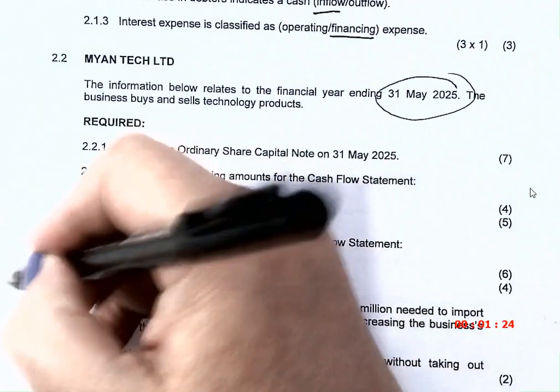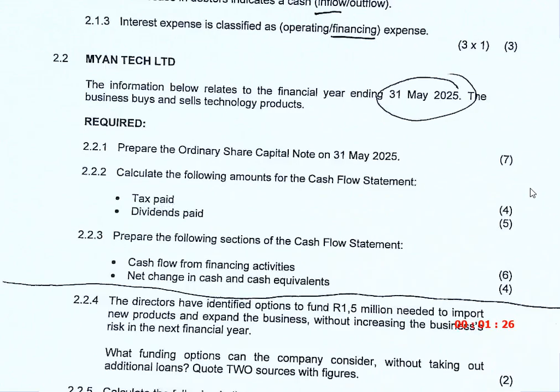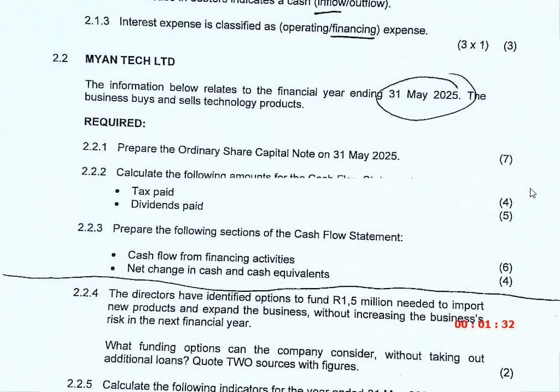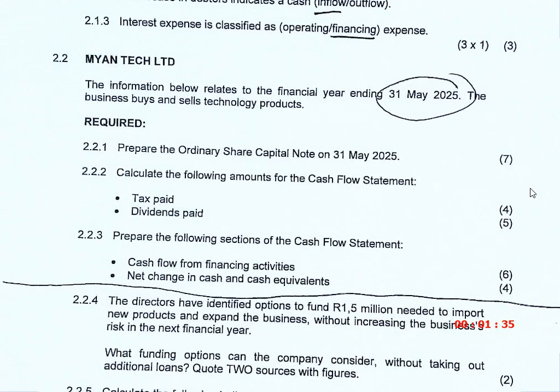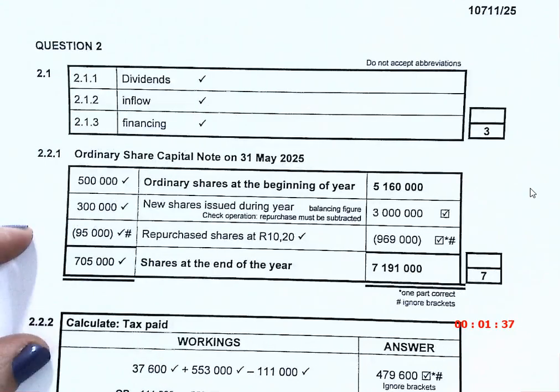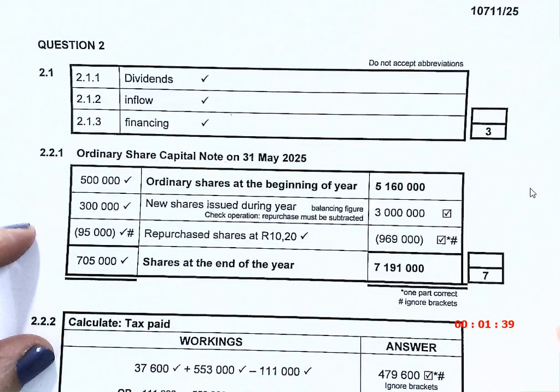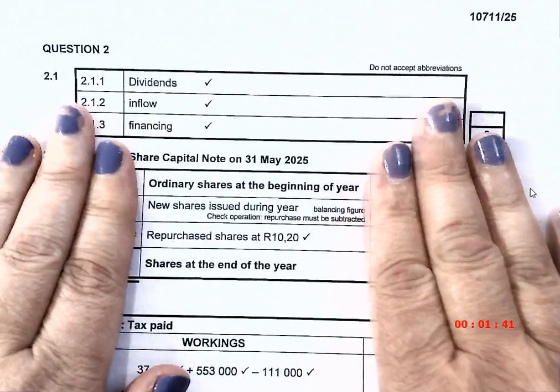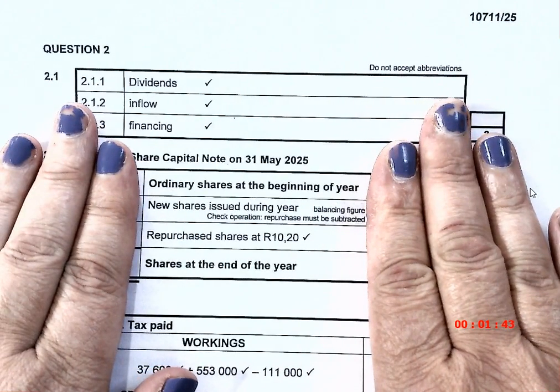So up until there, you should be extremely comfortable, because the basics here are formats. So we start. When you do your ordinary share capital note, the first thing you do is you write down, they already printed for you.